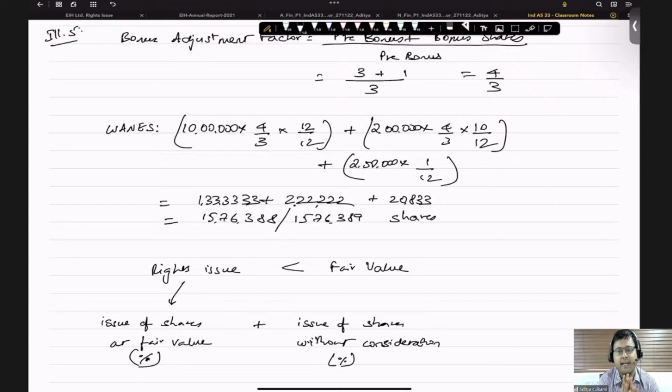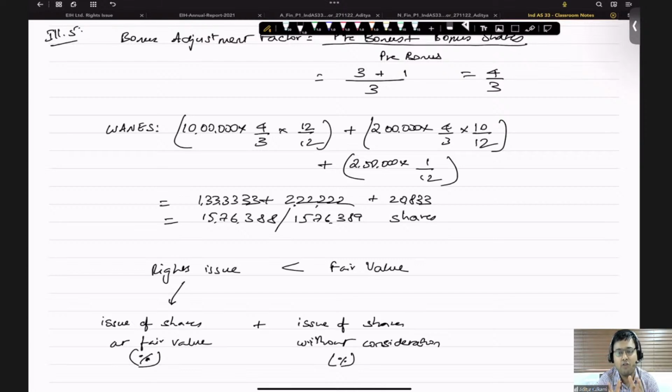And this is where Ind AS 33 tells us that if you are issuing anything below the fair value, there is a discount element which is included in that. Yes, sir. That discount element can be converted into corresponding bonus shares. Yes, sir. And because it can be converted into corresponding bonus shares, it amounts to issuing certain shares without consideration. Yes, sir. And because we are issuing certain shares without consideration, we have to do the same adjustments that we did for the bonus.